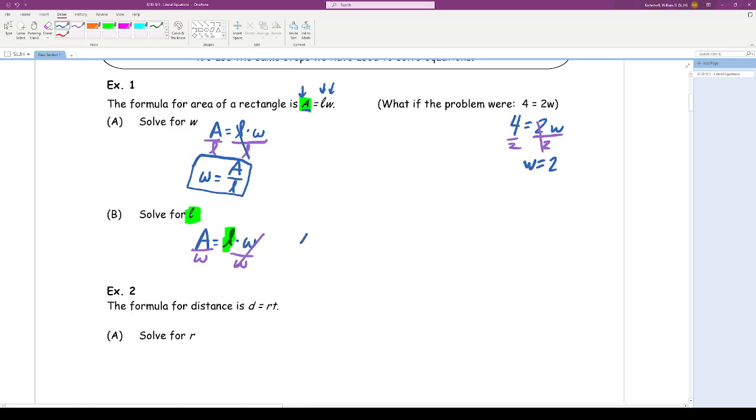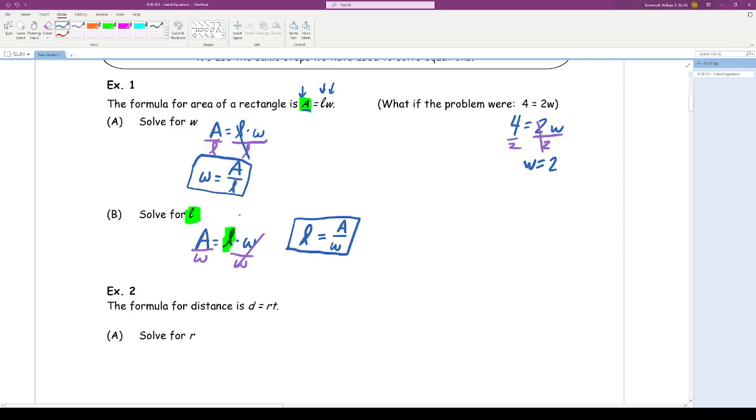And then we end up with L on the, I'm going to write it on the left even though it's on the right here. We can write our equation in either order. L equals, and on the other side we have A over W. So now we've solved that one for L.